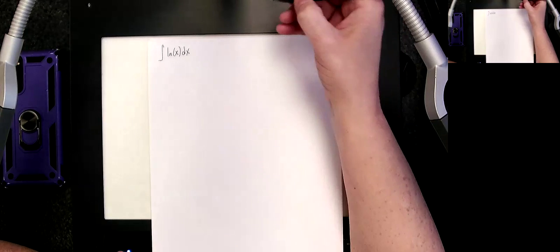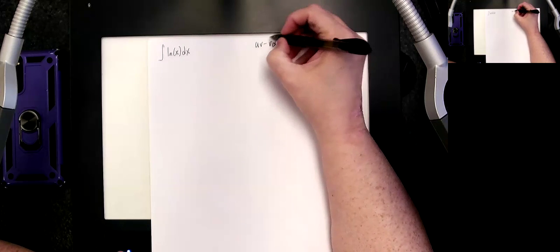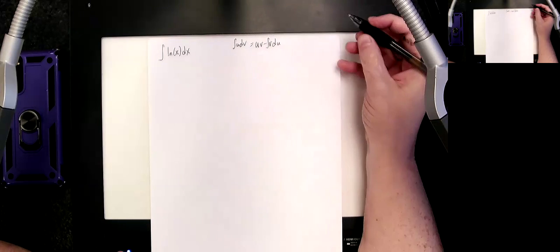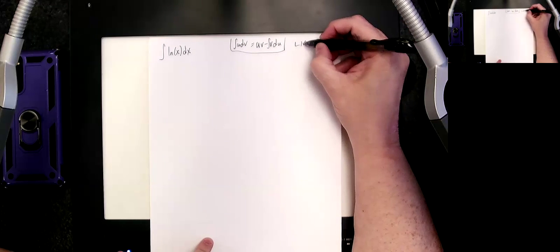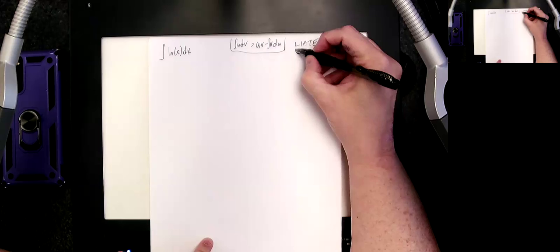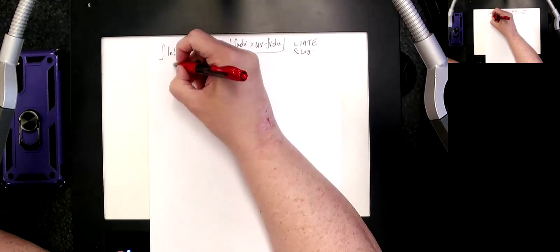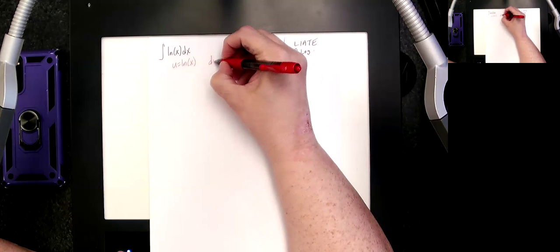So we're going to follow LIATE again. I'm going to write the uv minus v du again, just so we have it up there as a reminder. By going down LIATE, we have a log. So I'm going to make my u equal natural log of x. And I'm going to make my dv equal dx.